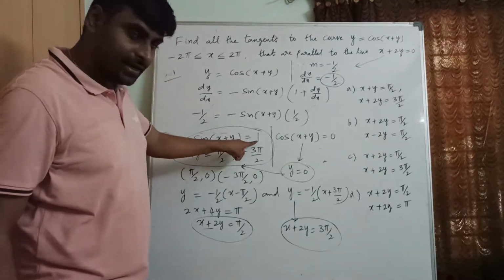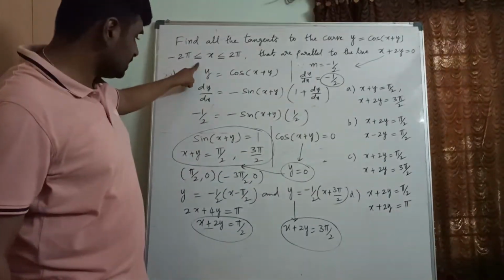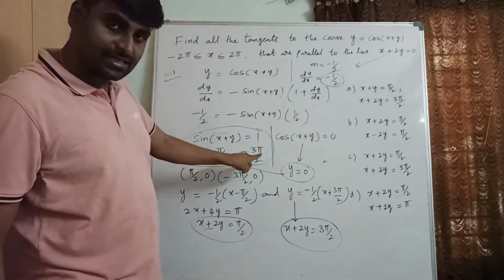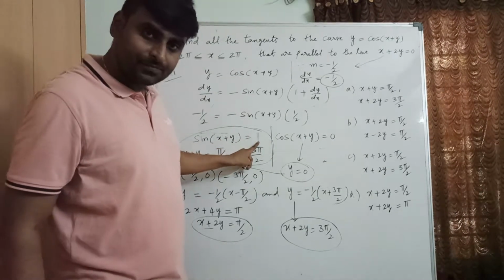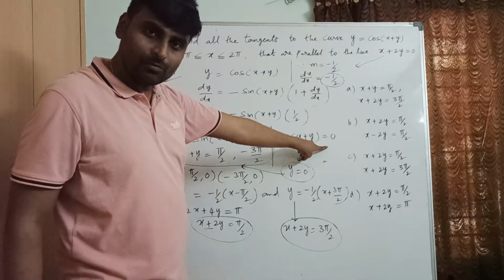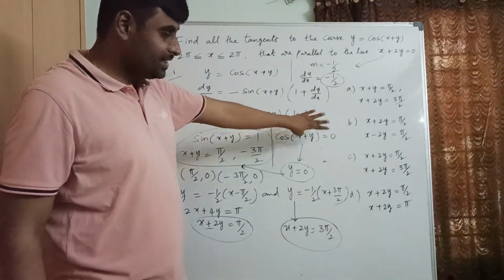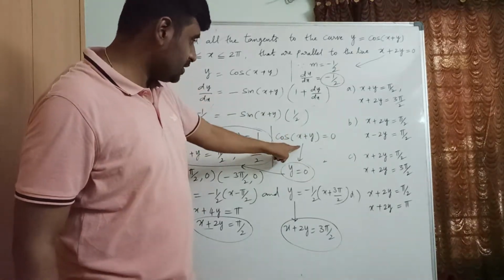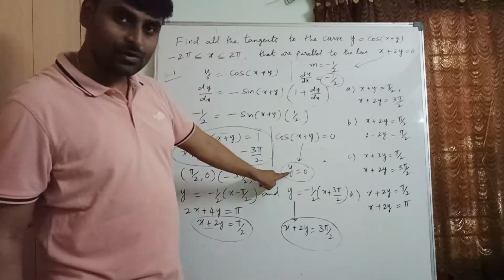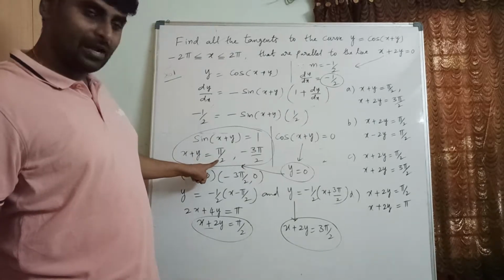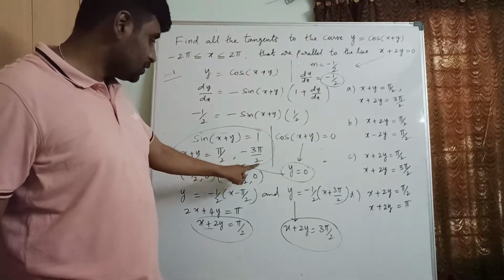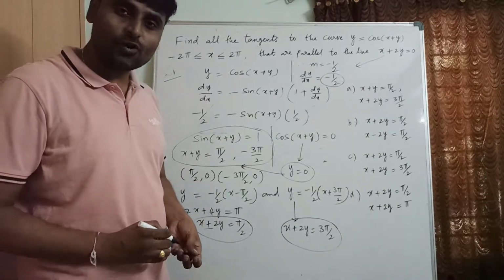So this is the important point. Whenever sin is 1, what are the angles? Pi by 2, minus 3 pi by 2. So whenever sin of something is 1, cos of the same thing is 0, because sin 90 is 1, cos 90 is 0. So whenever this is 0, the y coordinate is 0. Whenever the y coordinate is 0, the x coordinates will be pi by 2 or minus 3 pi by 2. So these will be the points of contact.